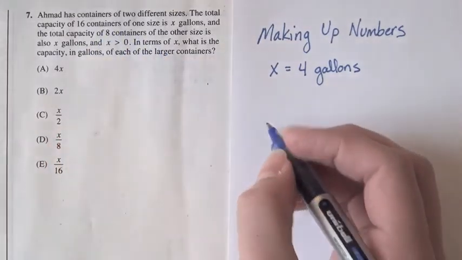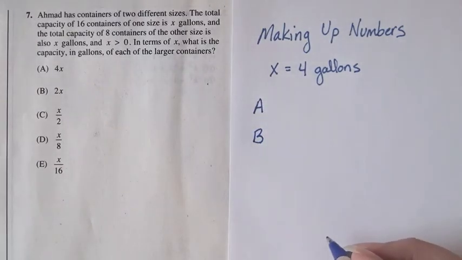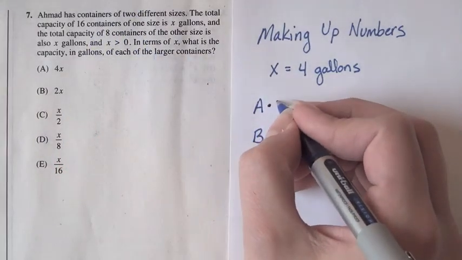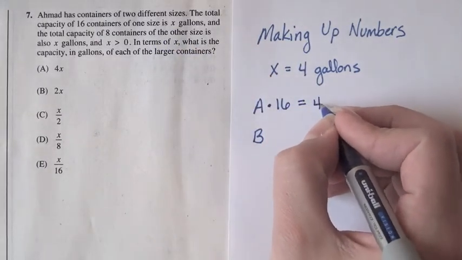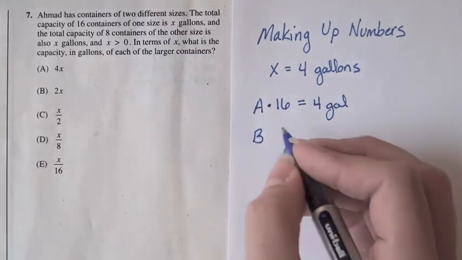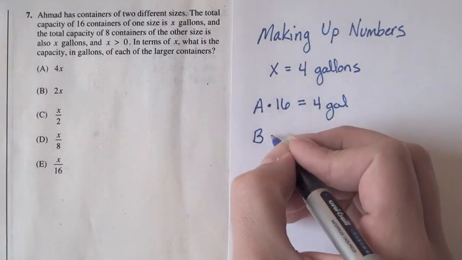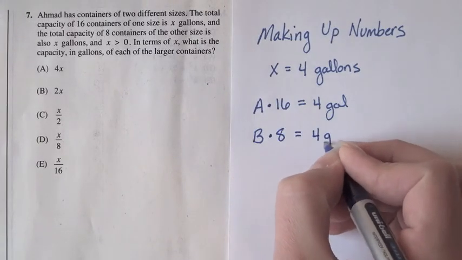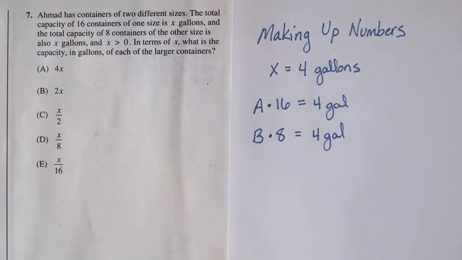So we have containers of 2 different sizes. I'll call those container A and container B. 16 containers of one size, so I'll say 16 A's, holds X gallons. So I'll say 16 A's hold 4 gallons. The total capacity of 8 containers of the other size is also X gallons. So I'll say 8 B's also hold 4 gallons. In terms of X, what is the capacity in gallons of each of the larger containers?